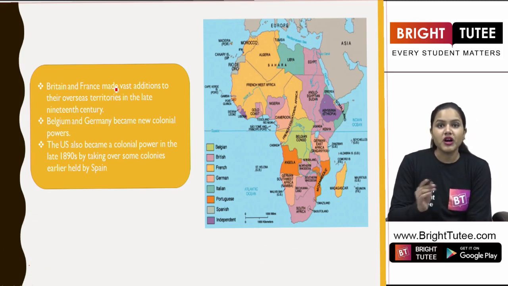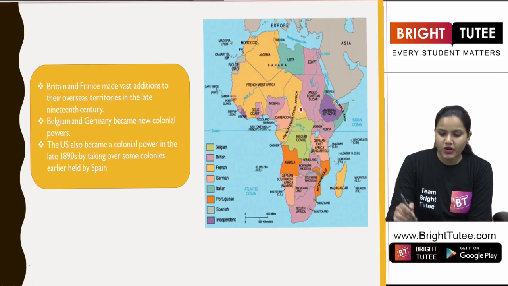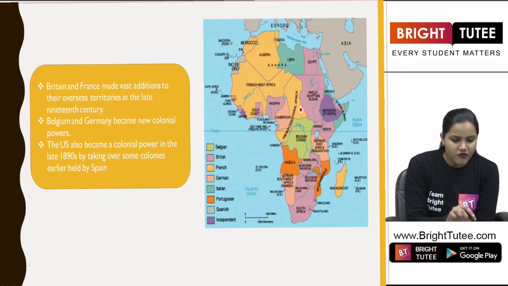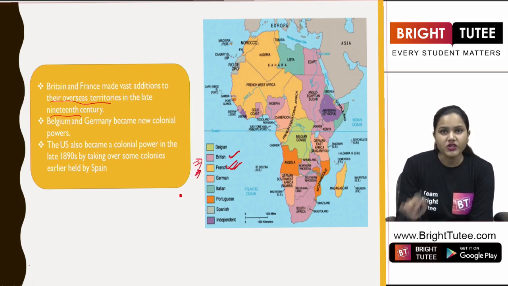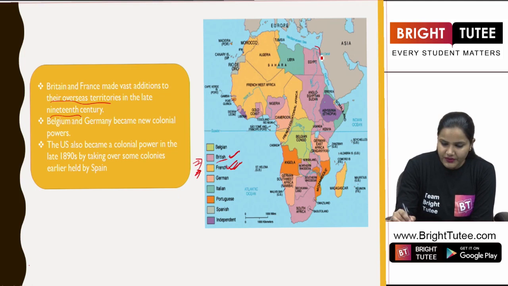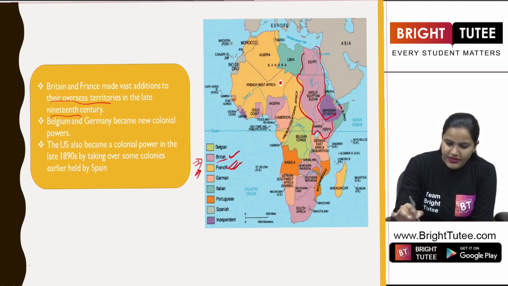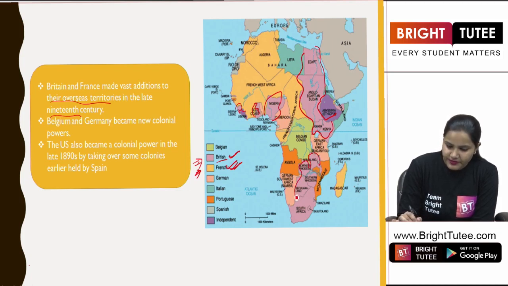Let us see these European powers. Who were these European powers who were acquiring these different regions? So the first one here is Britain and France, which made vast additions to their overseas territories in the late 19th century. First here is Britain and France. Now look at the map, students, that I am trying to denote here. The pink region that you are seeing on the map that I am pointing out, these were the regions acquired by the British Empire.